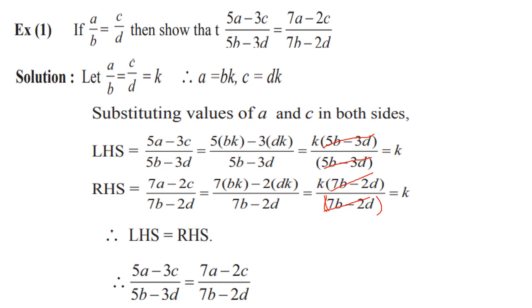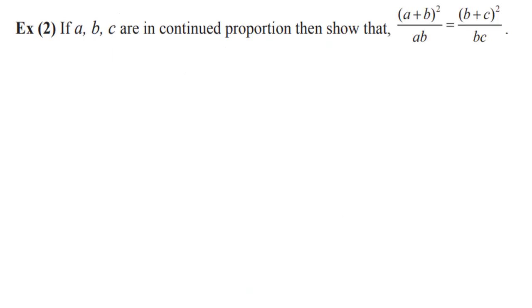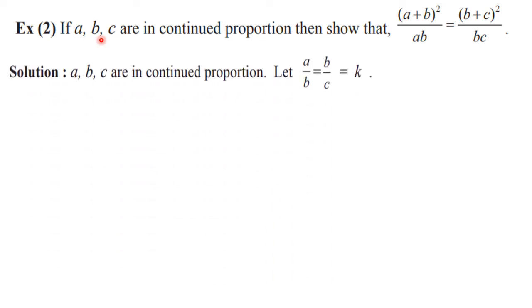Now let's see the next solved example. If A, B, C are in continued proportion, then show that (A plus B) the whole square upon AB is equal to (B plus C) the whole square upon BC. Now see, A, B, C are in continued proportion. That means A upon B is equal to B upon C. That we will take as K.